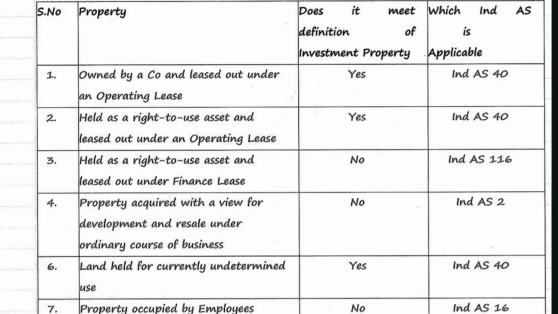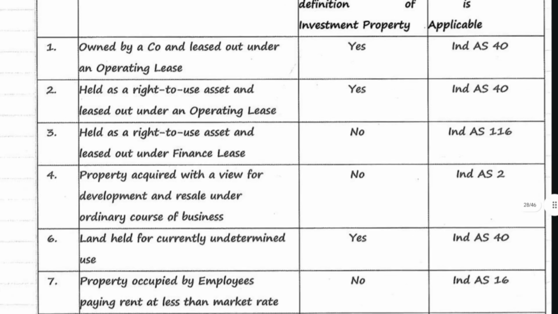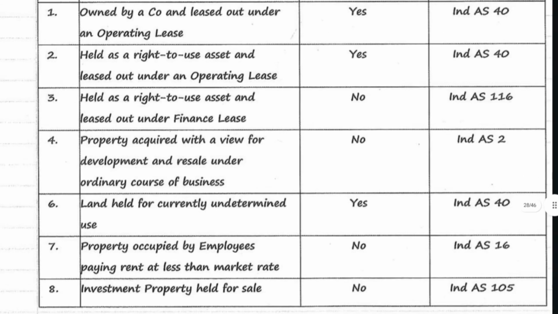Property held as a right-of-use asset and leased out under a finance lease. Does it meet the definition of investment property? Answer is no. Which Ind AS is applicable? Ind AS 116 is applicable. Property acquired with a view for development and resale in the ordinary course of business. Whether it is an investment property? Answer is no. Which Ind AS is applicable? Ind AS 2 is applicable.